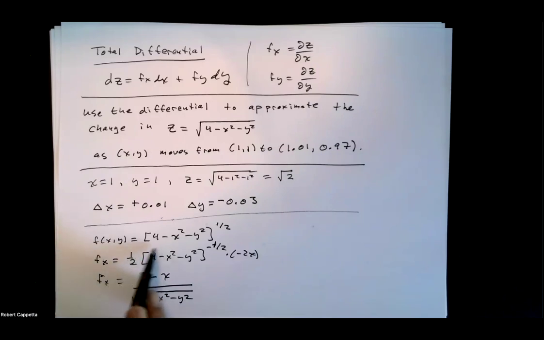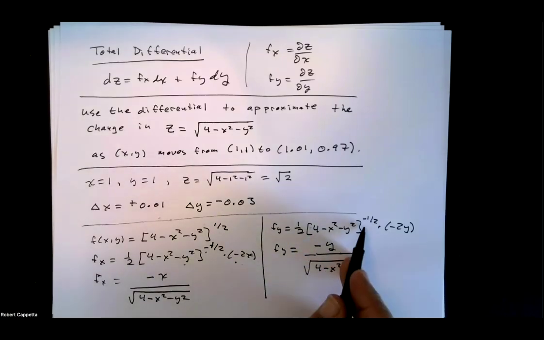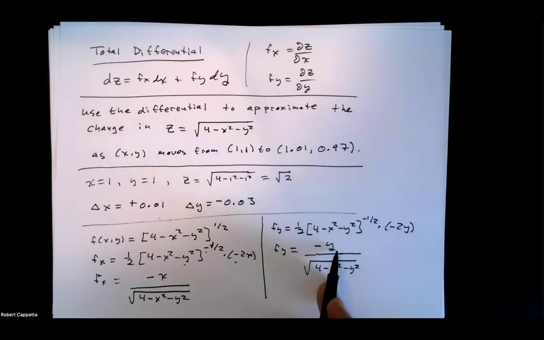So here's f of xy, 4 minus x squared minus y squared to the 1/2 power. Using the chain rule, 1/2, 4 minus x squared minus y squared to the negative 1/2 times the derivative of the inside with respect to x, which is negative 2x, half of negative 2x, negative x over the square root of 4 minus x squared minus y squared. And similarly, f sub y, 1/2, 4 minus x squared minus y squared to the negative 1/2 times negative 2y, and we get negative y over root 4 minus x squared minus y squared.